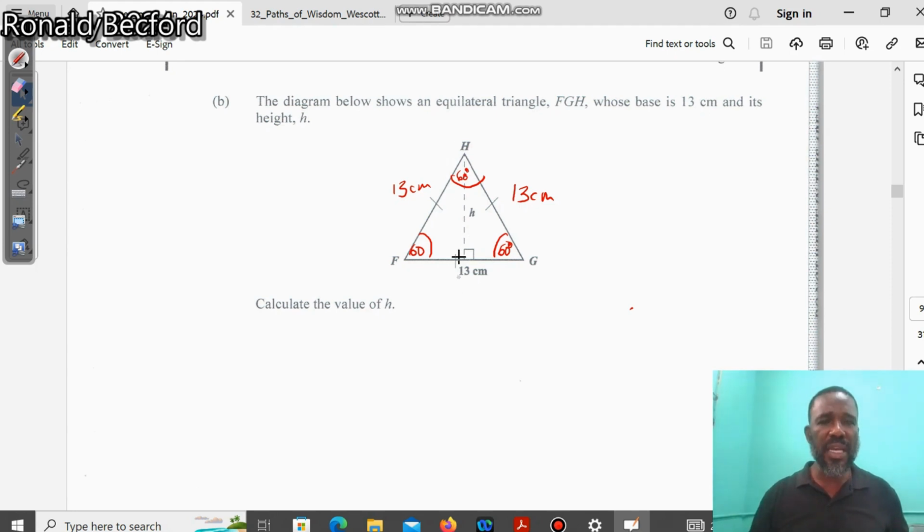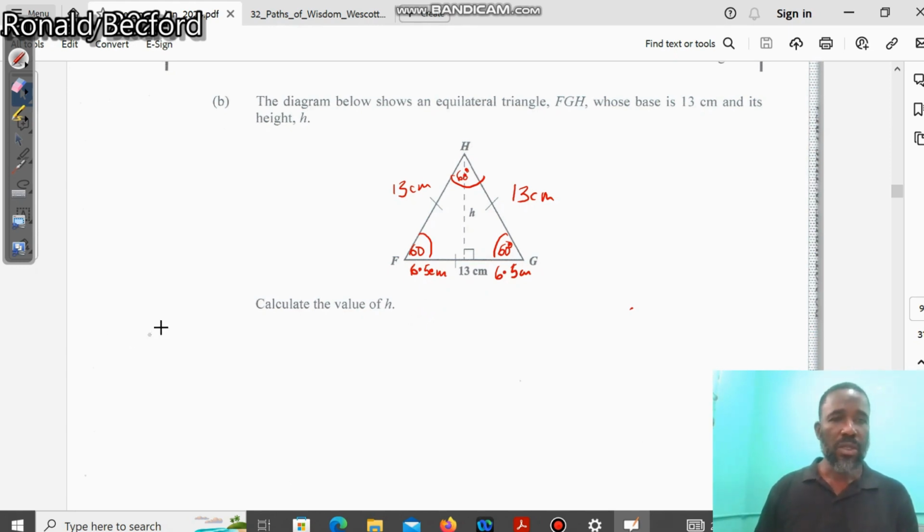How are we going to calculate the value of h? Now, there are two things. First, if we recognize that h is a vertical line that falls down and it's perpendicular with the base, it means that these two sides are also equal. So therefore, this side is 6.5 centimeters, and this side is also equal to 6.5 centimeters. And 6.5 plus 6.5 is equal to 13 centimeters. So that's the basic concept that we could use.